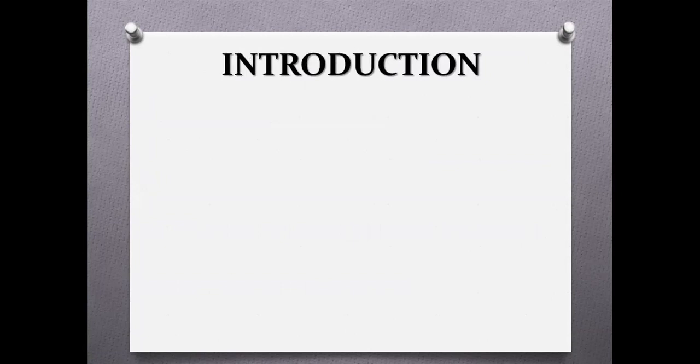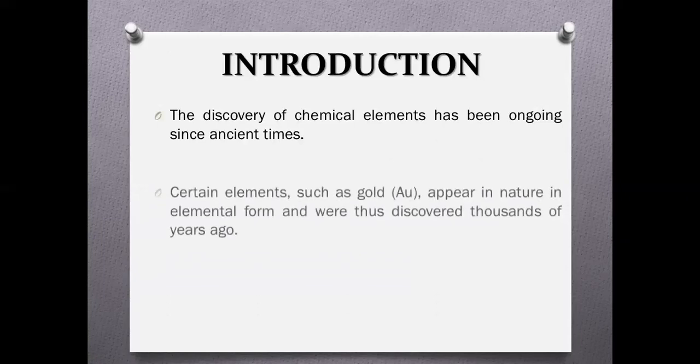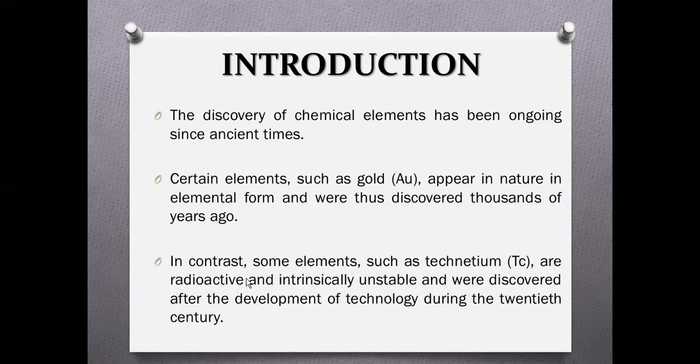First, we see the introduction. So in the introduction, I'm going to speak about the invention of the periodic table, right? The discovery of the chemical elements has been ongoing since ancient times. Gold appears in nature in elemental form, thus it was discovered thousands of years ago. In contrast, some elements such as technetium, Tc, are radioactive and intrinsically unstable.